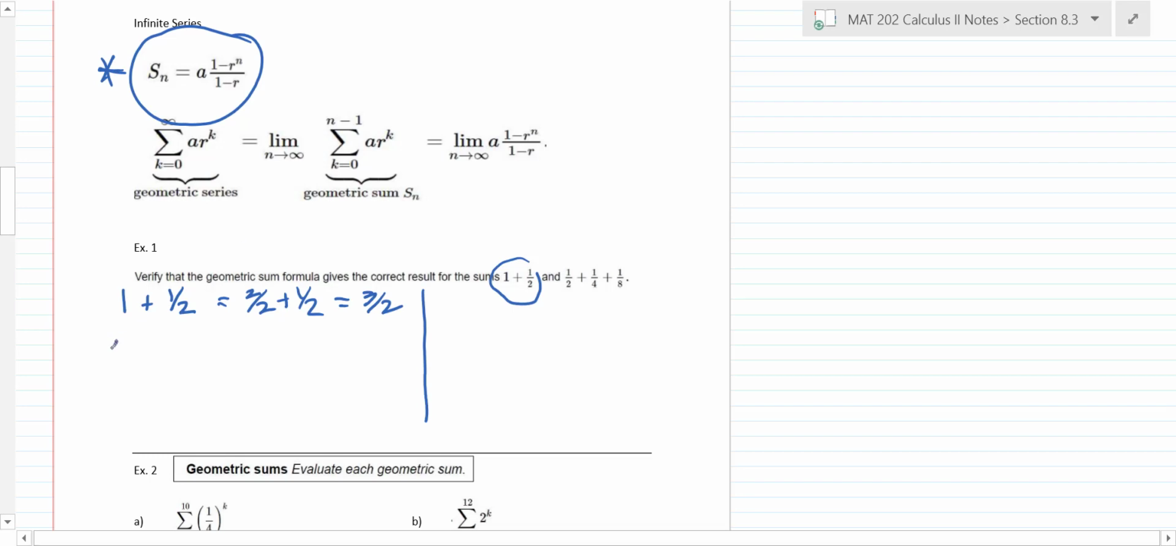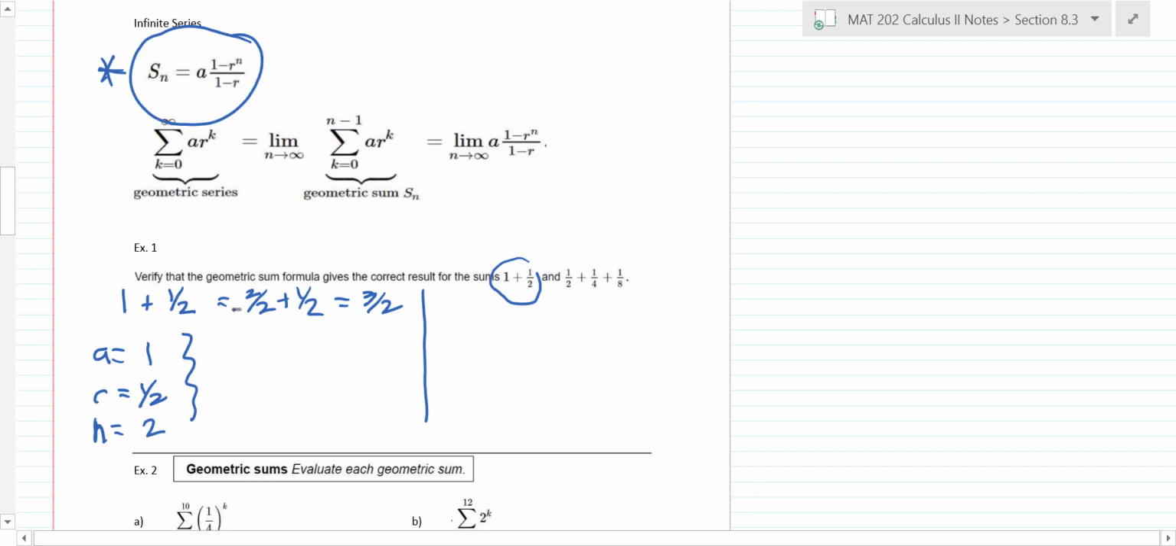Tell me what a is in this sequence. This sequence or series only has 2 terms. So that's 1. Can you tell me what r is? 1 half, exactly, because you multiply 1 by a half to get a half. Now what is n in this problem? How many terms are there? There are 2. So we got 2 terms. So let's go to this formula right here, plug it in, and see if it works.